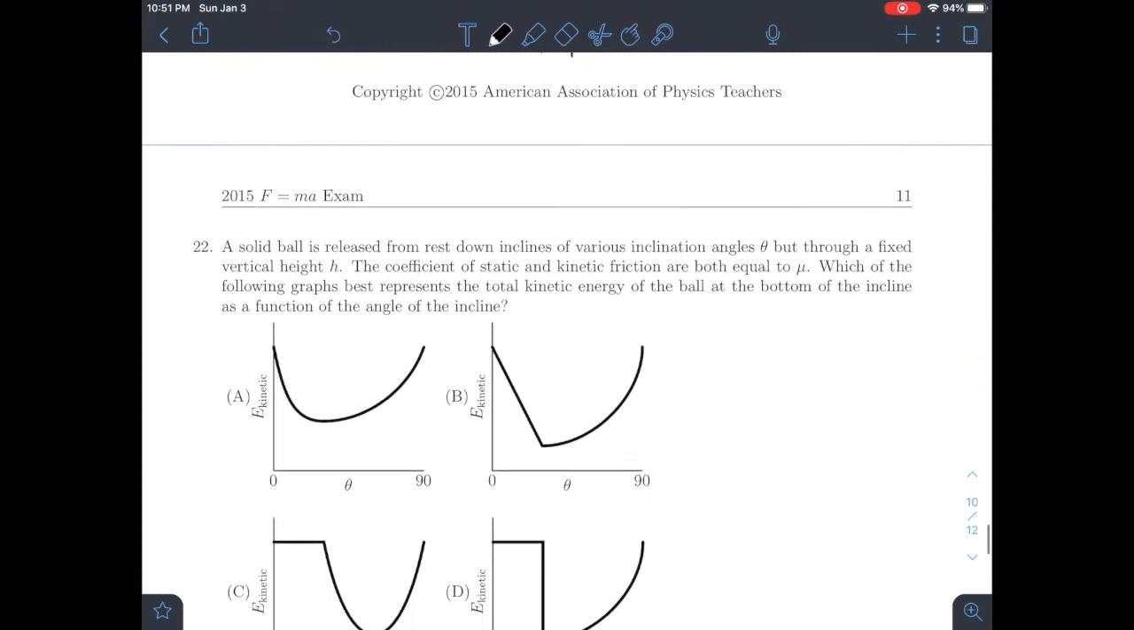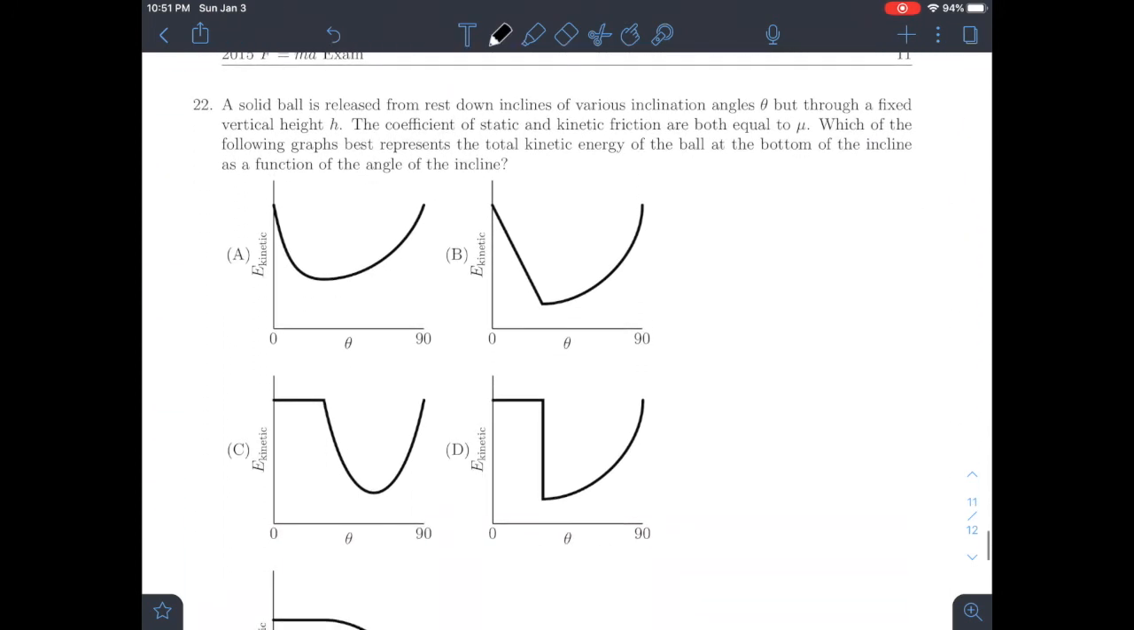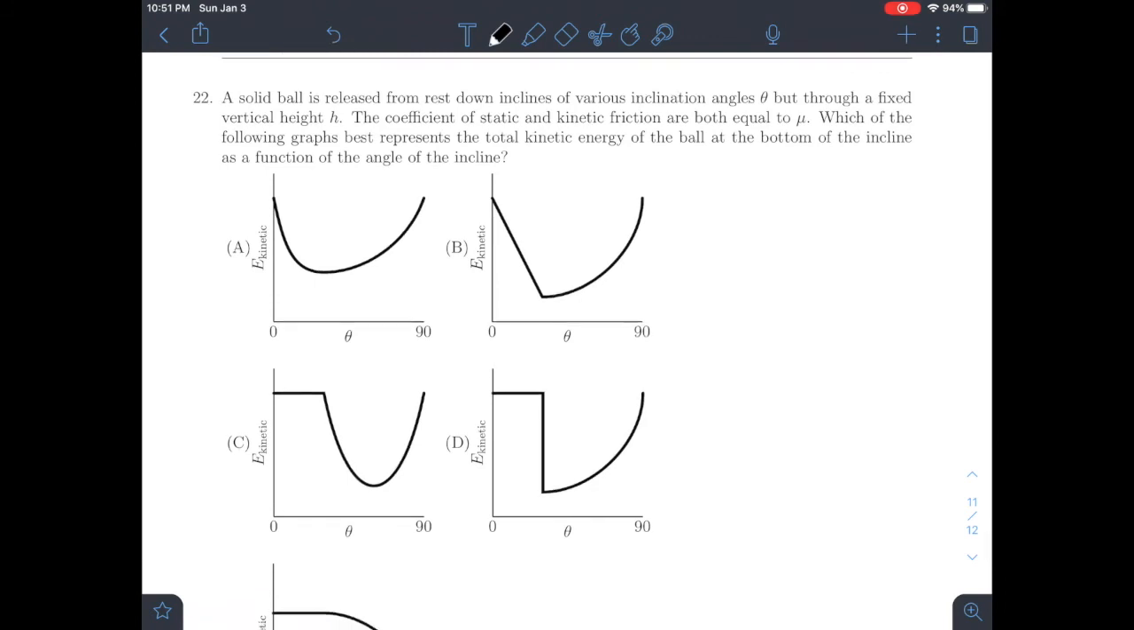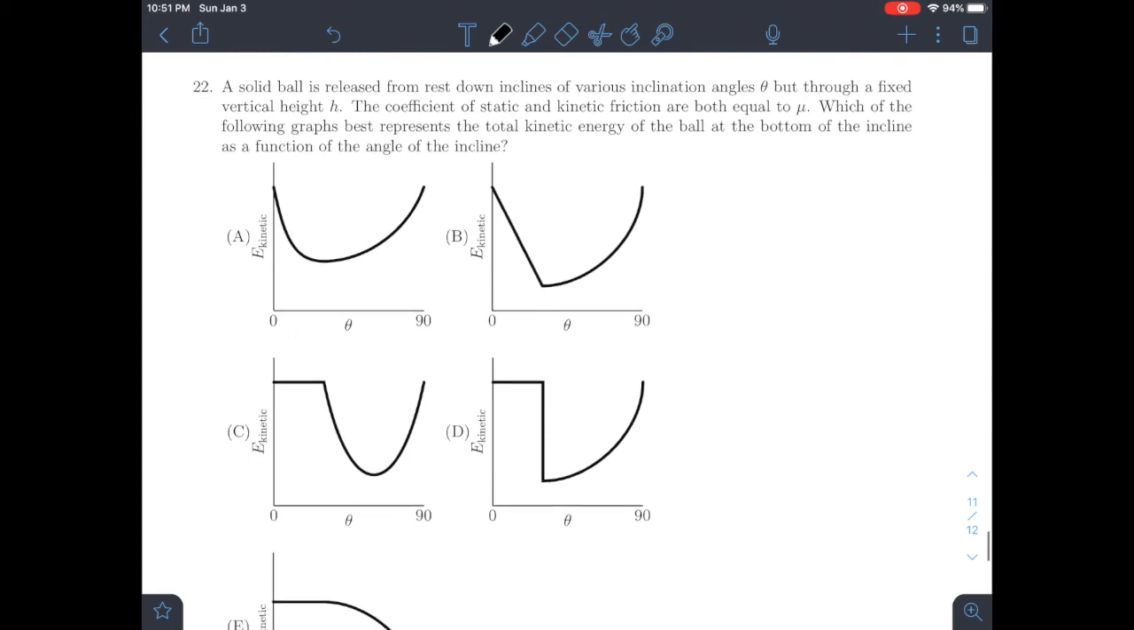Okay. Question number 22. A solid ball is released from rest down an incline at various inclination angles theta, but through a fixed vertical height h. The coefficients of static and kinetic friction are both equal to mu. Which of the following graphs best represents the total kinetic energy of the ball at the bottom of the incline as a function of the angle of the incline?